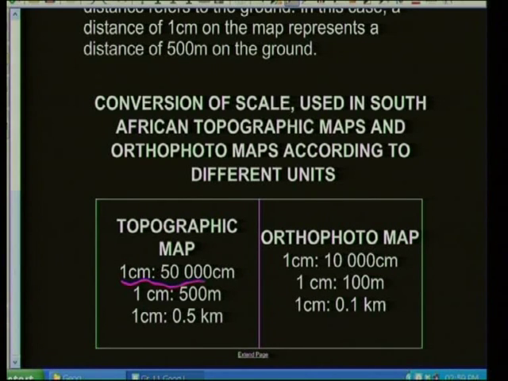We can express the scale in different ways. 1 centimeter is to 50,000 centimeters, or 1 centimeter is to 500 meters, or 1 centimeter is to 0.5 kilometers. All this is the same, because 50,000 centimeters is equal to 500 meters is equal to 0.5 kilometers. Then the orthophoto map, it's the same thing. 1 is to 10,000 centimeters, 1 is to 100 meters, 1 is equal to 0.1 kilometer. All these units are equal, and we need to use them to make our methods shorter.